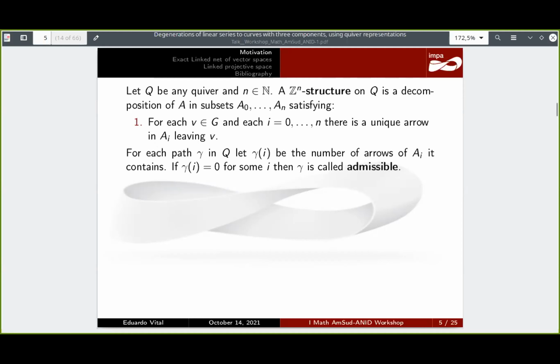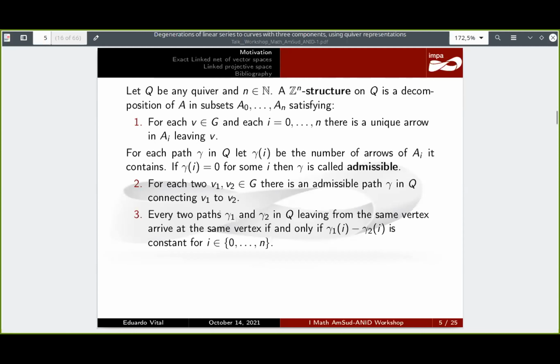If this gamma_i is equal to 0 for some i, then we say that gamma is an admissible path. Two, for two vertices V_1 and V_2 in G, there is an admissible path gamma in Q connecting these two vertices. And last, every two paths gamma_1, gamma_2 in Q leaving the same vertex arrive at the same vertex if and only if the difference of gamma_1,i and gamma_2,i is constant for each i from 0 to n. So a quiver with a Z^n structure is called a Z^n quiver.